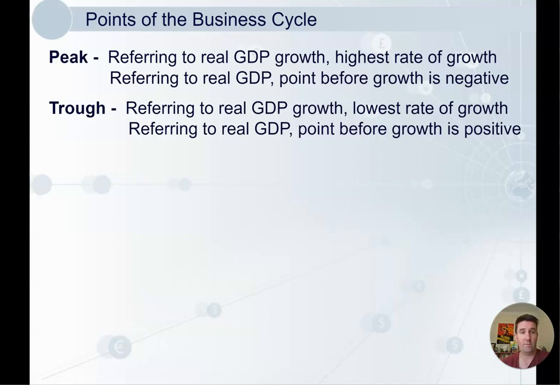A trough. When we refer to real GDP growth, this is the lowest rate of growth that is happening. So we're going to have a low rate and then it's going to increase. And referring to real GDP, that's the point before growth is positive. So the GDP has shrunk to its lowest level, and then what it is at that lowest level, that's our trough, and then the economy starts growing.